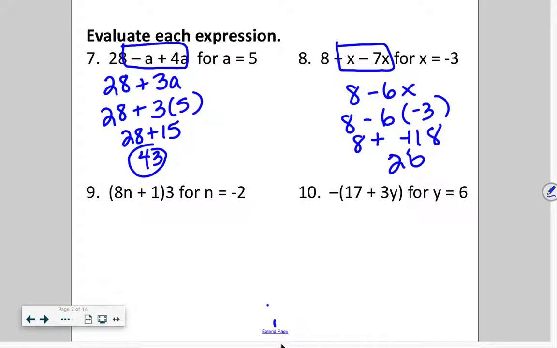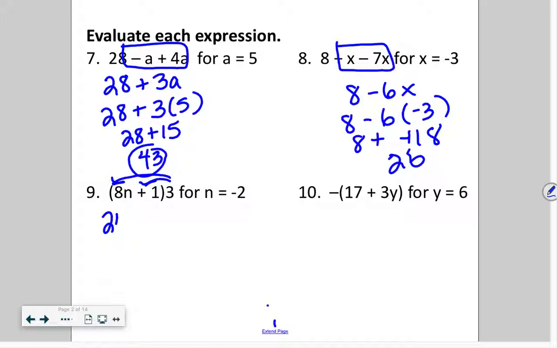Question number 9. Do you want to substitute -2 for n, or do you want to distribute real quick? Okay, so let's distribute this 3 to everything inside parentheses. What is 8n times 3? 24n. I'm really saying 8n plus 8n plus 8n.